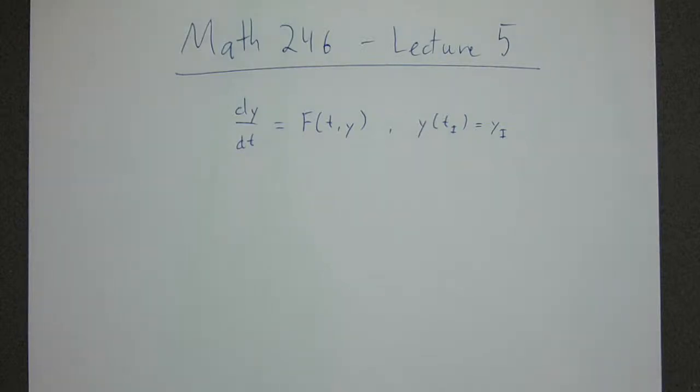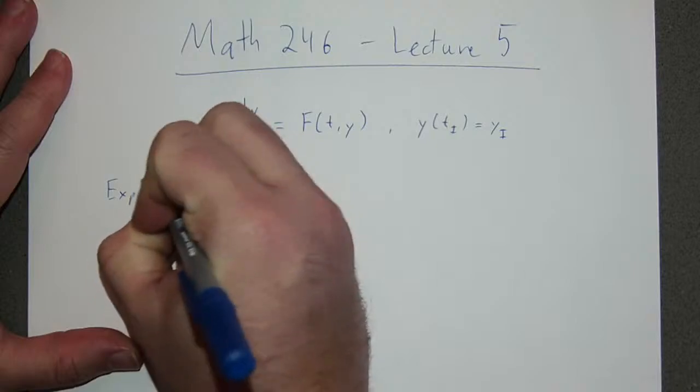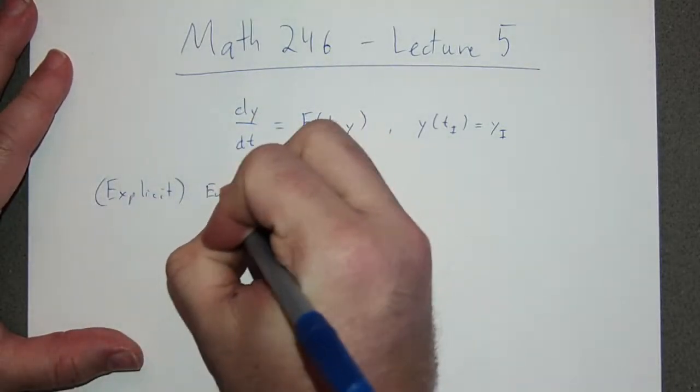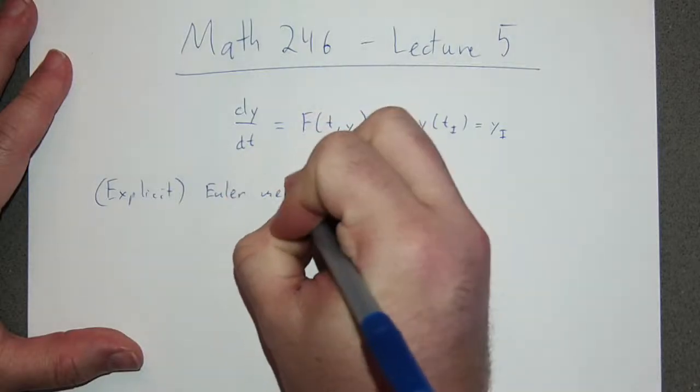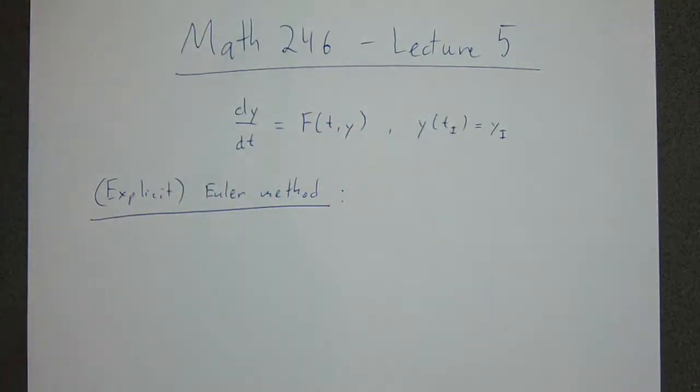There are a number of numerical methods to talk about. There's the Euler method. For the Euler method, there are two different types: the explicit Euler method and the implicit Euler method, or backwards Euler method. I'm really only going to focus on the explicit Euler method, and I'm typically not even going to call it that. I'm just going to call it Euler's method. So this is called the explicit or forward Euler method.